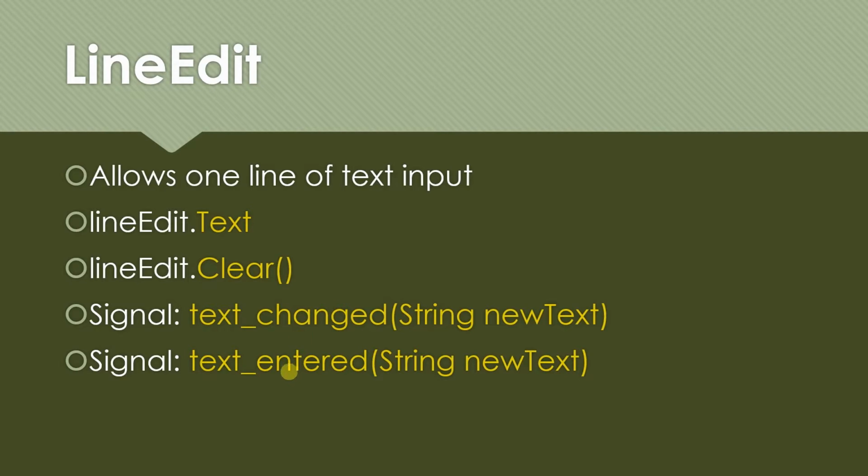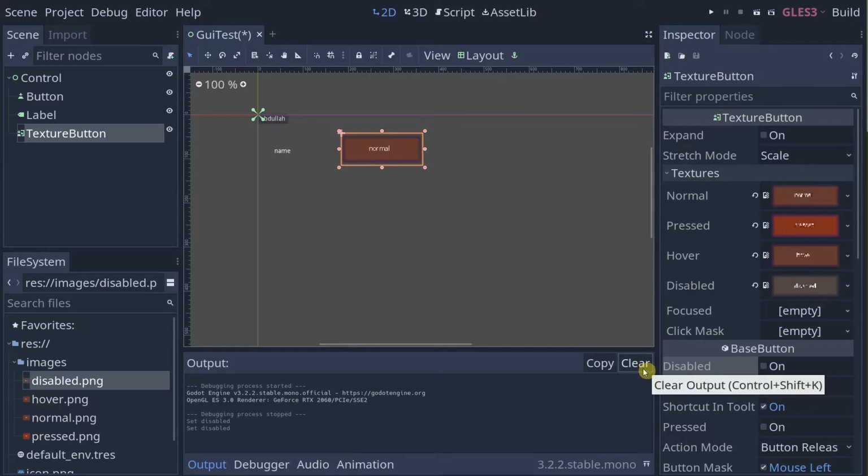But the text entered is only emitted once you press enter. And they both have one argument, which basically tells you what the new text was changed to, or that it was entered. So let's go ahead and create that.